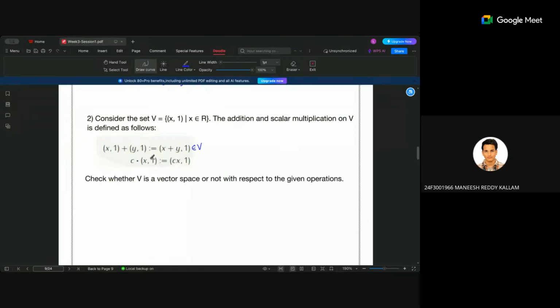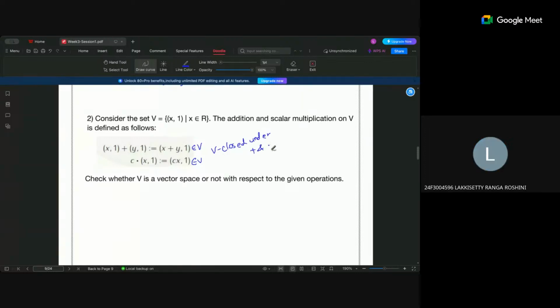They both belong to the set. For multiplication also you see that this element is still in V. So you see that it is closed under addition and scalar multiplication.